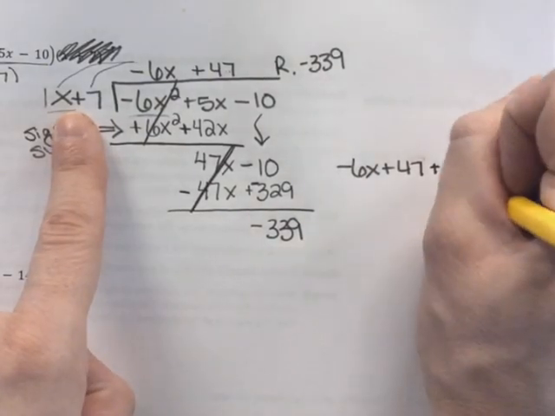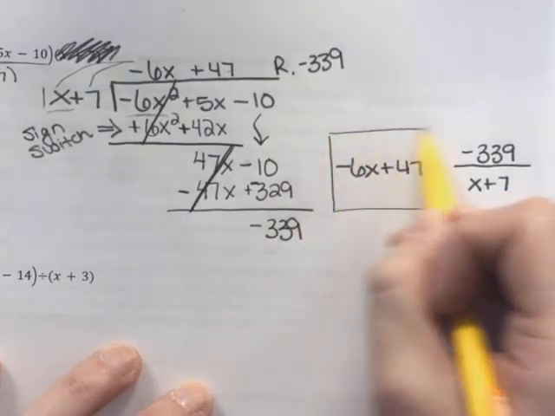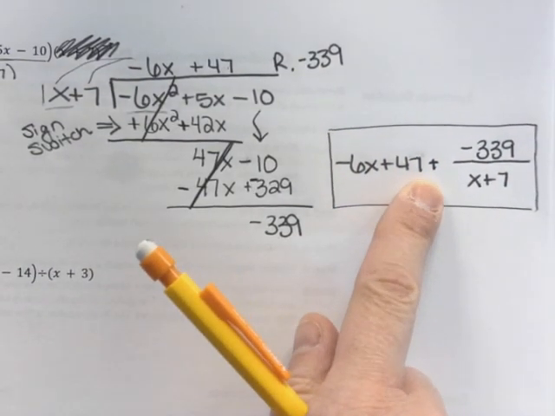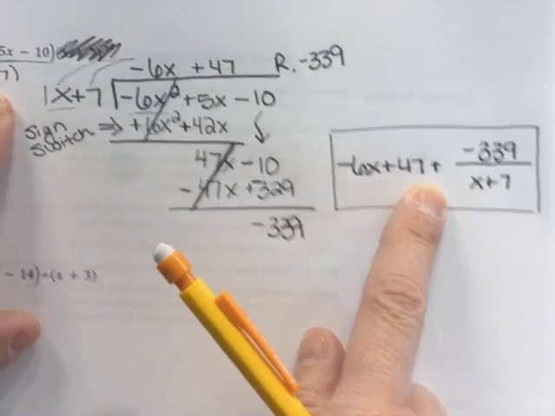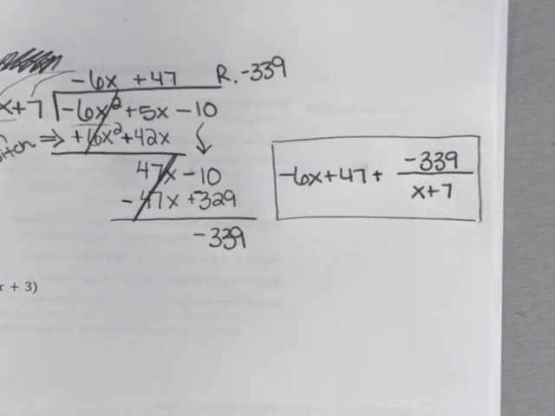And just like the last couple, although this one would be trickier, if I took this whole mess and multiplied it by x plus 7, I should get back what I started with. So you take everything you have and you add on your remainder. Your remainder is the number you had as the remainder, divided by the thing you were dividing it by. Okay, let's try another one.